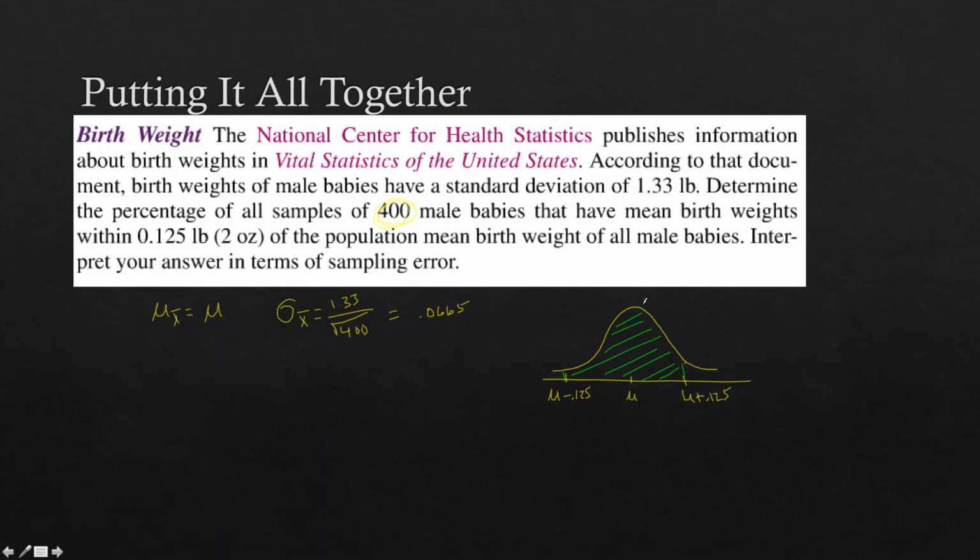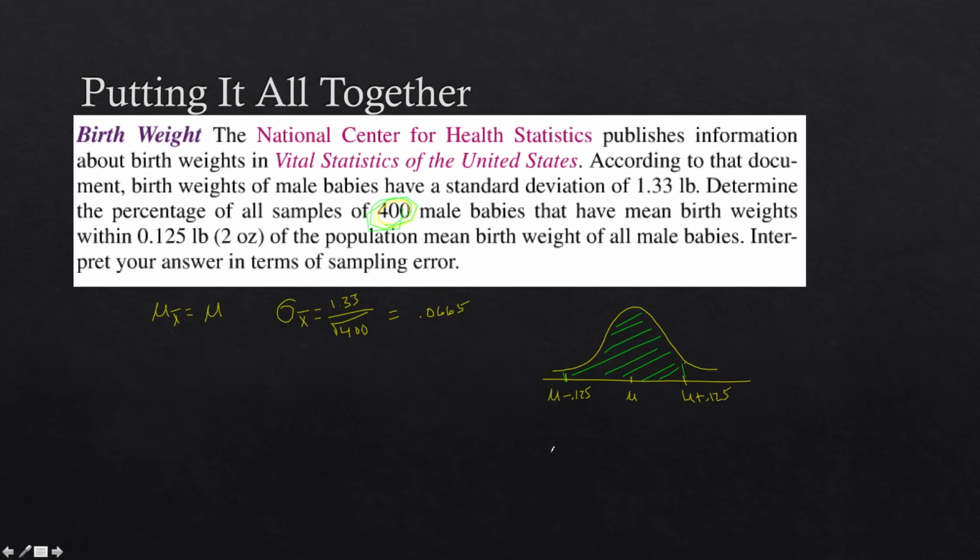If you find the area from each end, less than the mean minus 0.125 and greater than the mean plus 0.125, that shaded area will give you the percentage of those babies that is within that range. It's only because we have a large sample size that we know this is approximately normally distributed. So, what's the first thing we have to do to find that area under the curve?